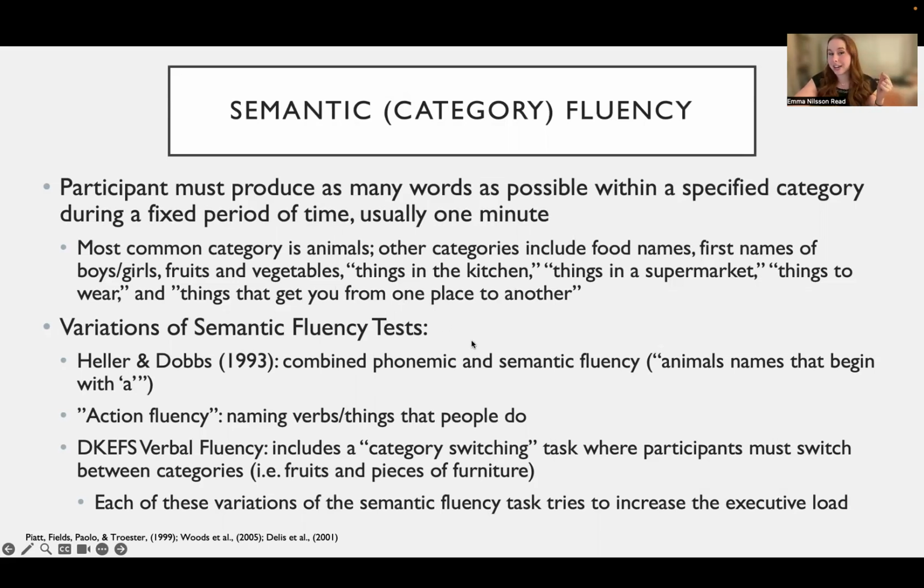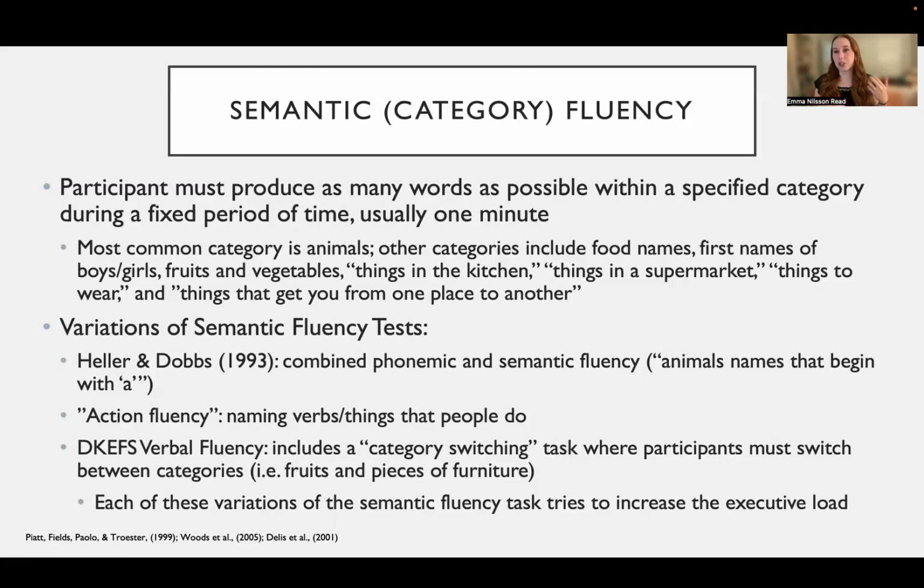There are also some variations of semantic fluency tests where people will introduce another component. So instead of just naming words in a category, Heller and Dobbs combined phonemic and semantic fluency and had them do both tasks at the same time. So for example, they would say something like, give me as many animal names that you could think of that begin with the letter A, both semantic and letter. There are also some tests that have action fluency, so they'll ask participants to name verbs or things that people do.